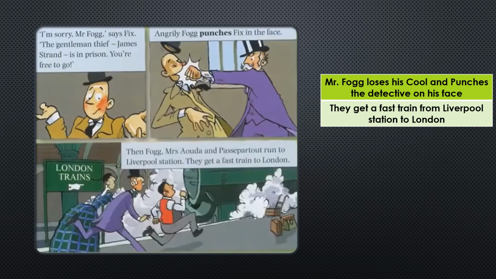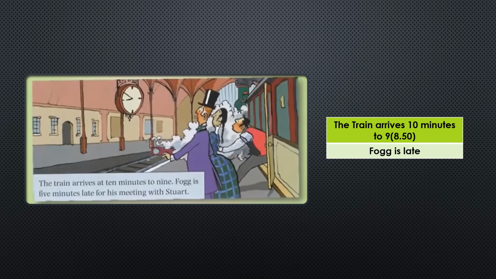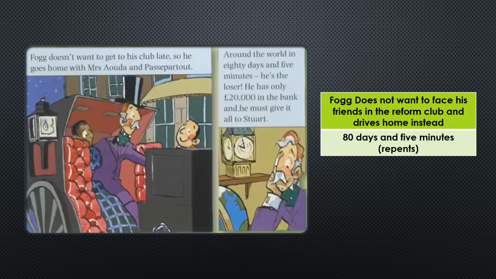Mr. Fix tells Mr. Fogg, "I'm sorry, the gentleman thief, James Strand, is in prison and you are free to go." Angry and frustrated, Mr. Fogg punches Fix in the face. Then Fogg, Mrs. Auda and Passepartout run to the Liverpool station. They get a fast train to London. However, the train arrives at 10 minutes to 9. Fogg is 5 minutes late for his meeting with all his friends in the Reform Club.